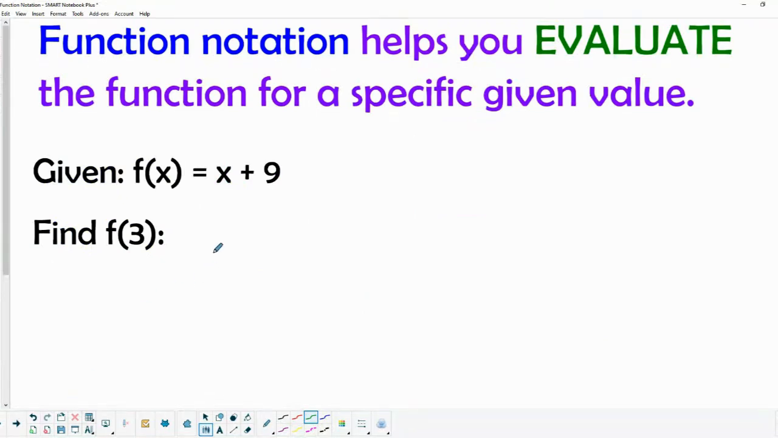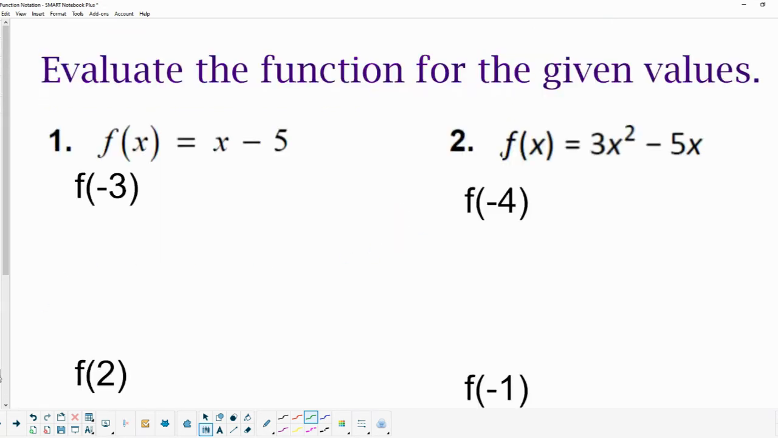So here's an example, a pretty quick and easy one. If we have the function f of x equals x plus 9, what would this function give us if we put in 3 for our input? Well, that would just be 3 plus 9, so our total would be 12. Pretty darn easy, right?